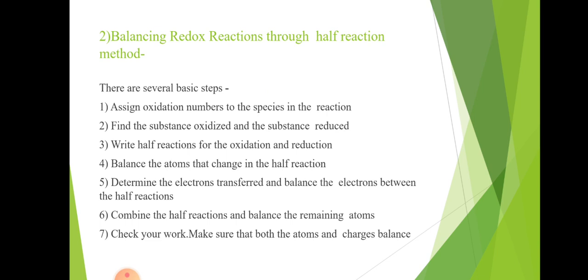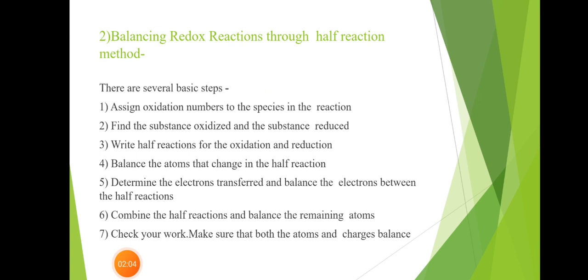First step, assign oxidation numbers to the species in the reaction. Second step, find the substance oxidized and the substance reduced. Third step, write the half reaction for the oxidation and the half reaction for the reduction.